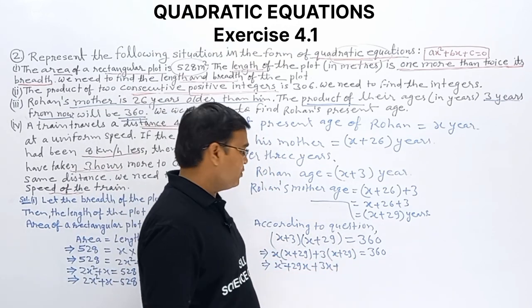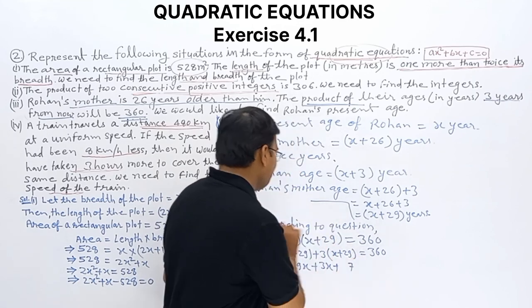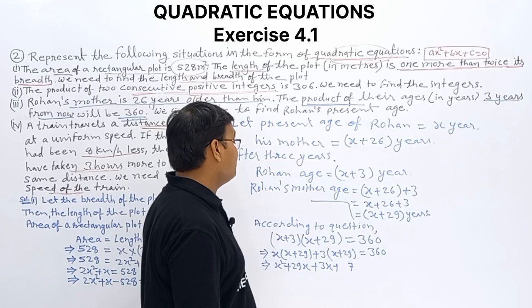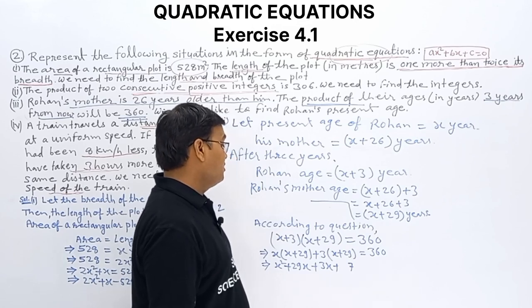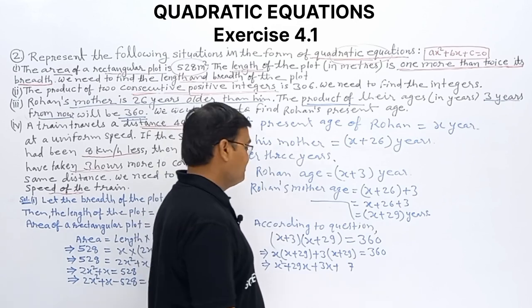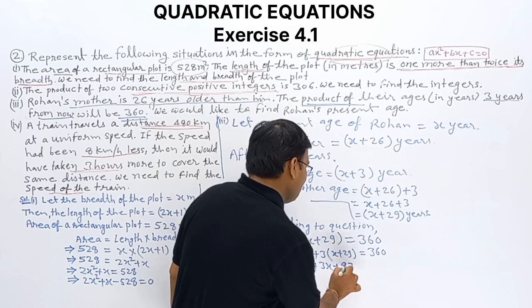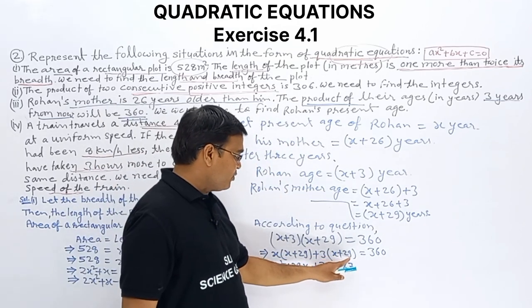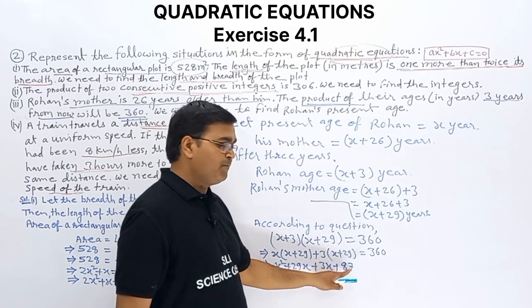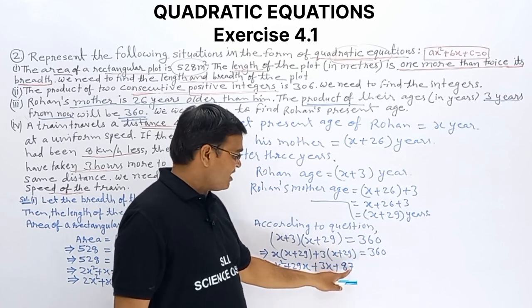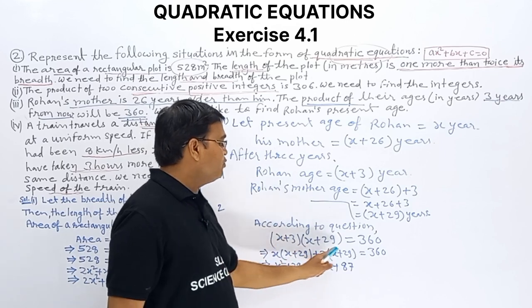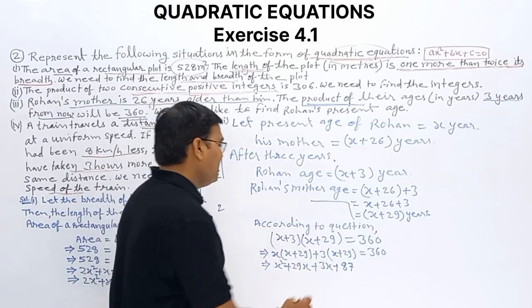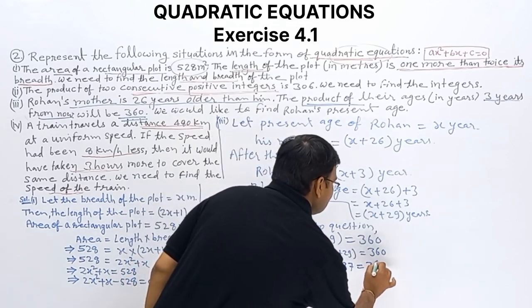9 threes are 27, 2 is remaining. 3 twos are 6, 6 plus 2, 8. 87. Do it again. Calculation is very important. 9 threes are 27, 7 will be there, 2 is remaining. 3 twos are 6, 6 plus 2, 8. So 87. This one is equal to 360.